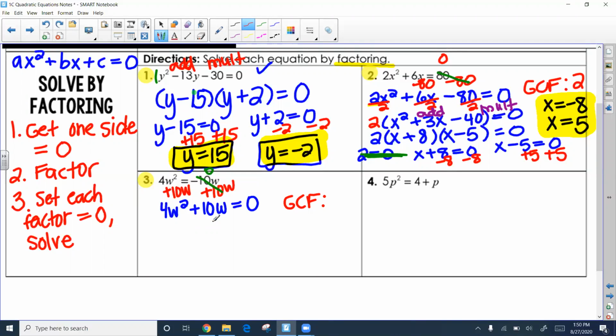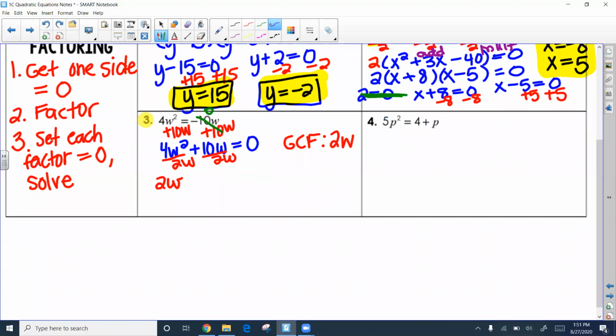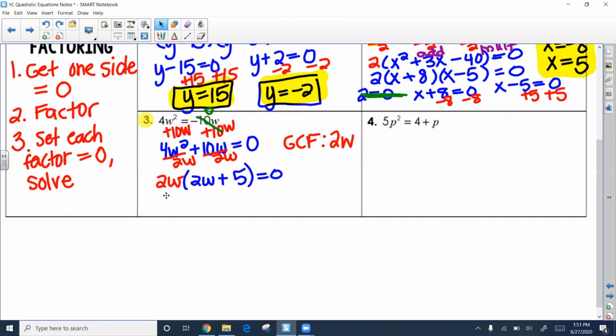So 4w squared and 10w, those have a 2w in common. So to factor out the GCF, I'm going to divide by the 2w. When you factor out a GCF, don't forget to put it in the front. So I have the 2w in the front. And then inside, that would leave me with 2w plus 5. Okay, and then it's still equal to 0. So that's what we have so far: 2w times 2w plus 5 equals 0. So that's all we can do to factor, was just a GCF.